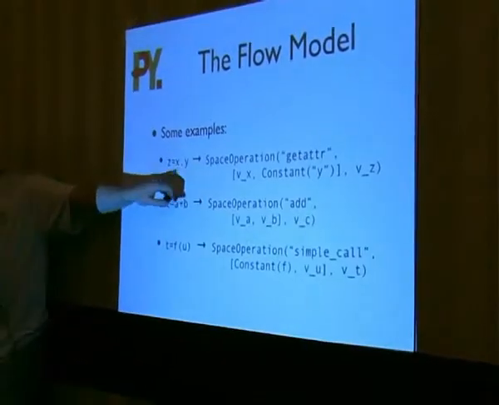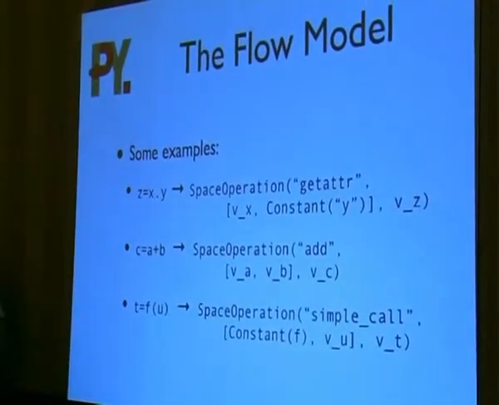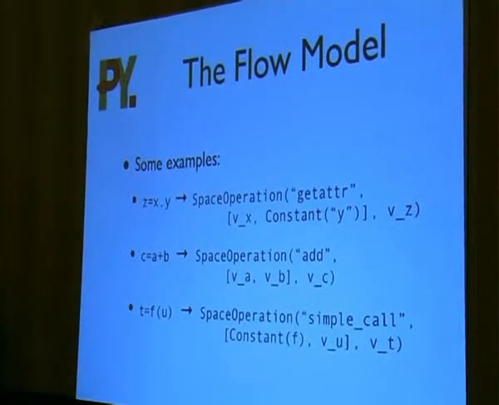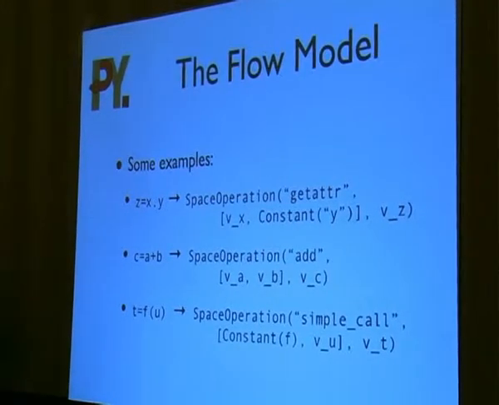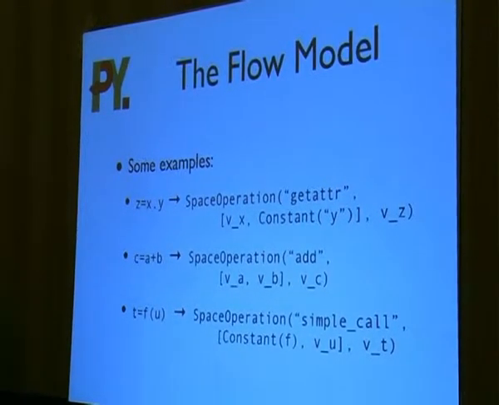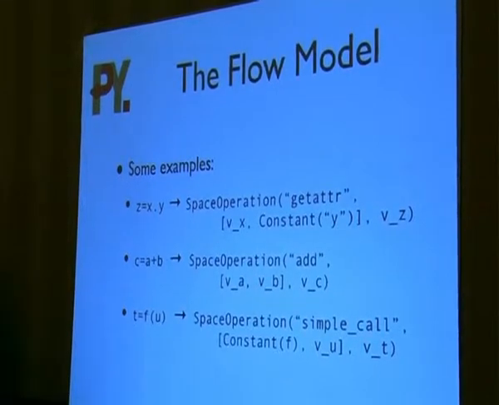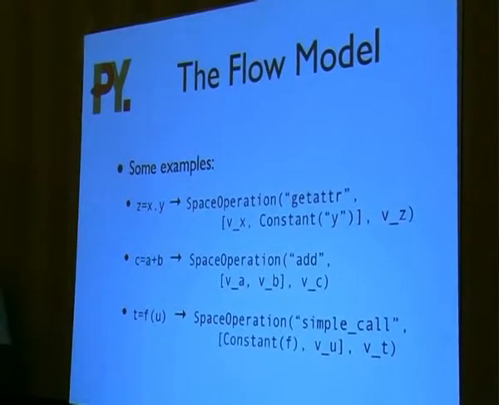So, yes, some examples of space operations. This Python code, you would hope, gets translated to the space operation with the name getattr, which has two arguments: the variable representing the object, and which attribute you're getting, a constant string, y, and then a variable representing the result. And, well, you can read the others. It's never going to be obvious from just this tiny piece of code whether you get a variable or a constant, so I've decided arbitrarily.